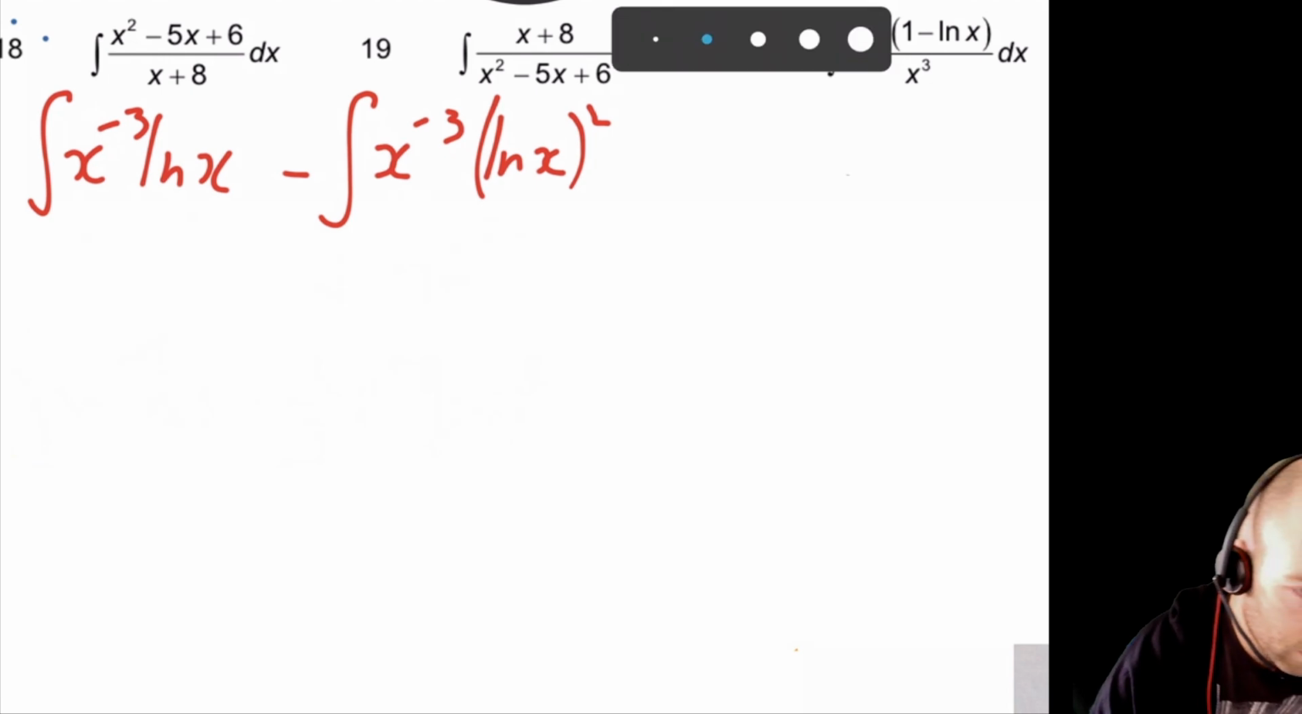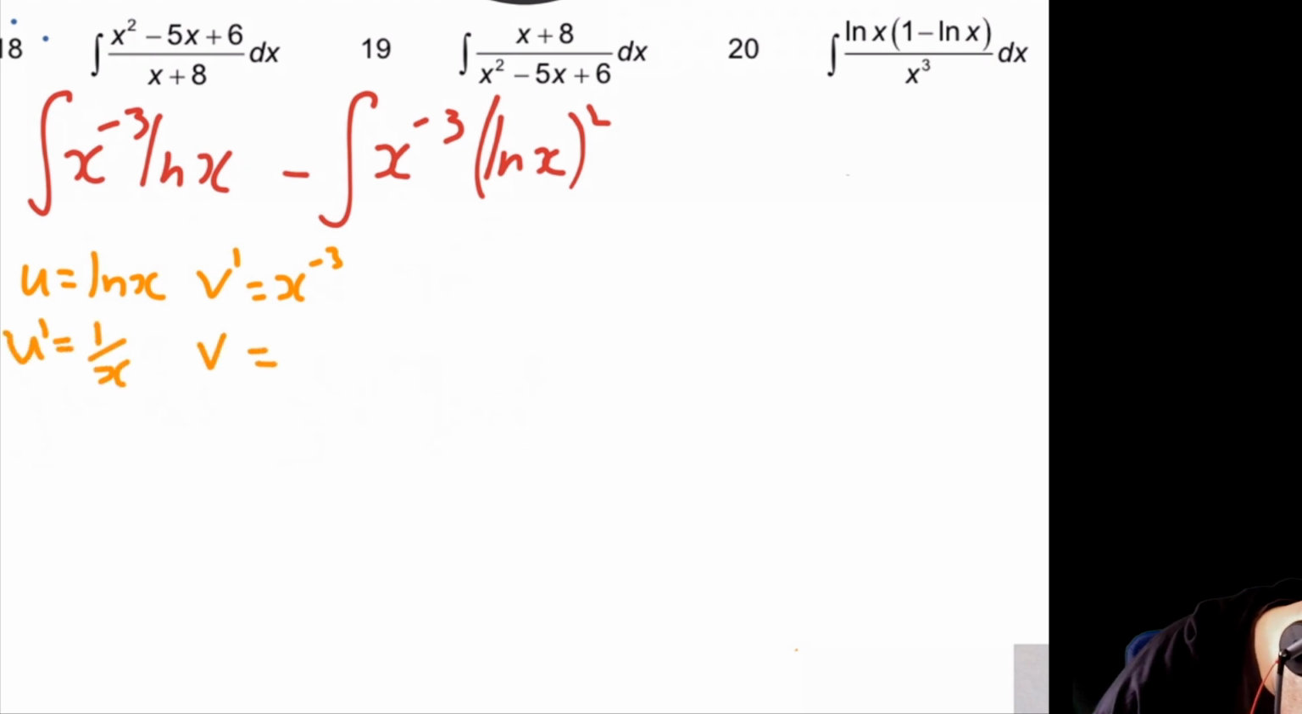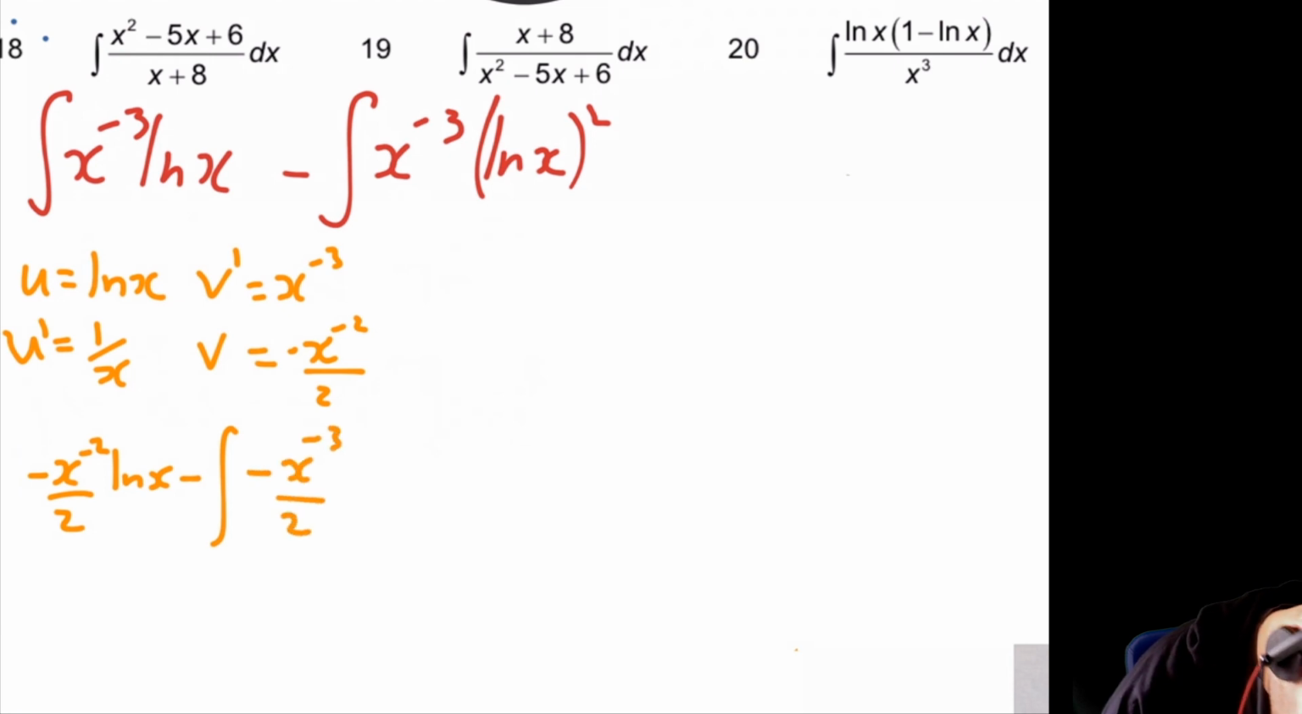So yeah, we'll do the first one first again. So u is ln x, v dash is x to the minus 3, so u dash is 1 over x, v is x to the minus 2 over minus 2. Put it together: minus x to the minus 2 over 2, ln x, minus the integral of v du dx, which is minus x to the minus 3 over 2.